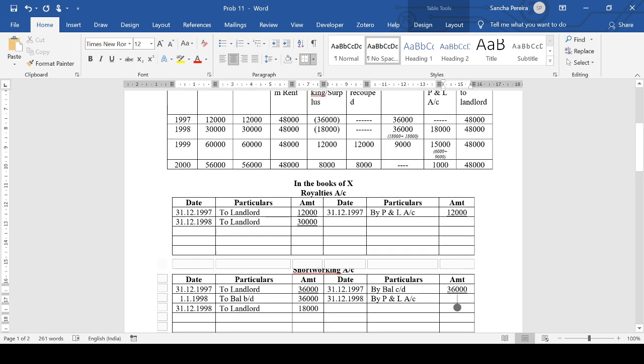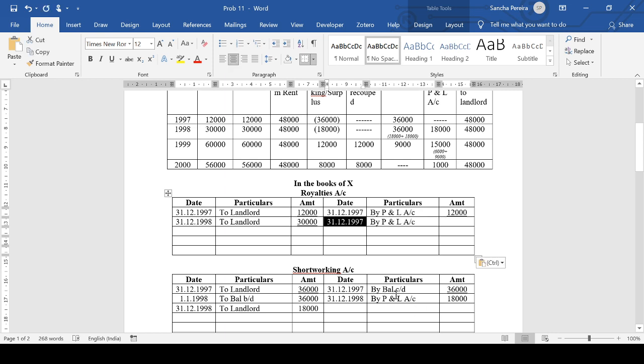And how much is being transferred? 18,000 is being transferred. Okay. And then the last one will be transfer the royalties to the P&L.